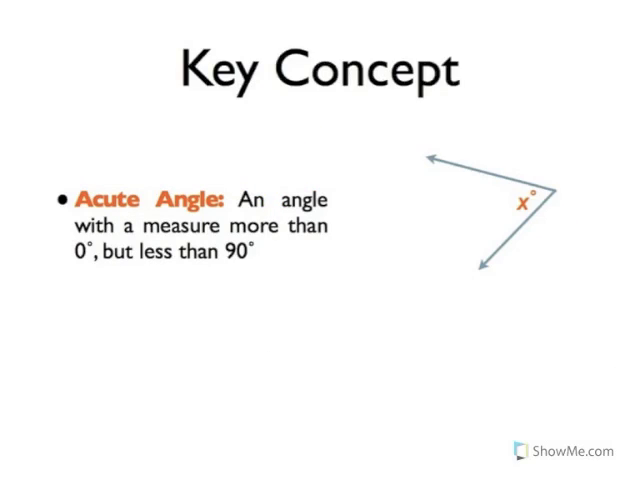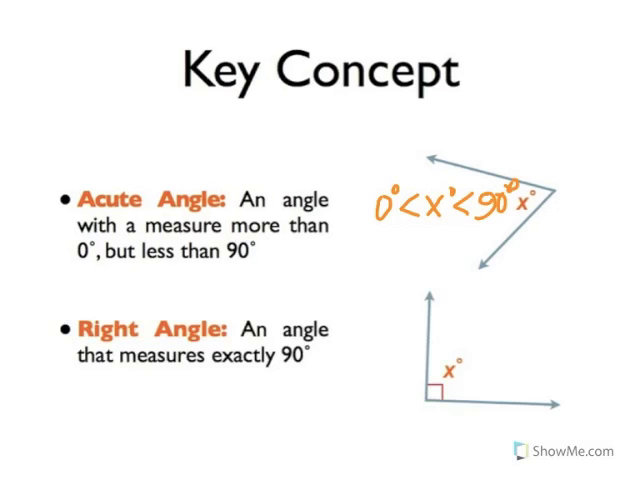Now that we know how to measure angles, we can classify them according to their measures. This is what most of my students know already. An acute angle is an angle whose measure is between 0 and 90 degrees. So it has to be more than 0 and less than 90 degrees. A right angle is an angle whose measure is exactly 90 degrees.